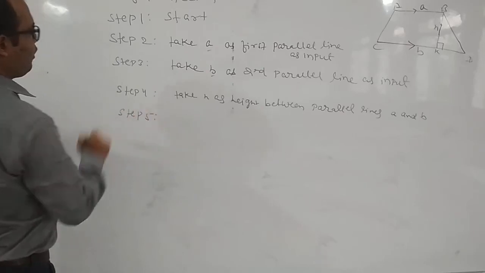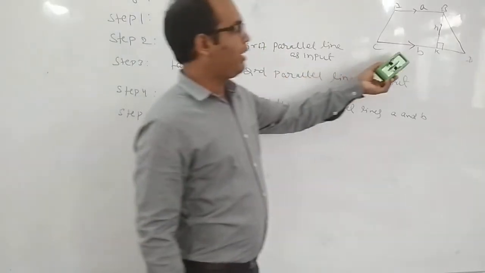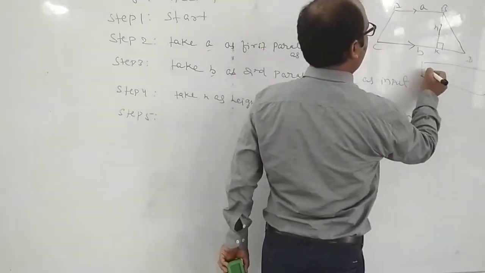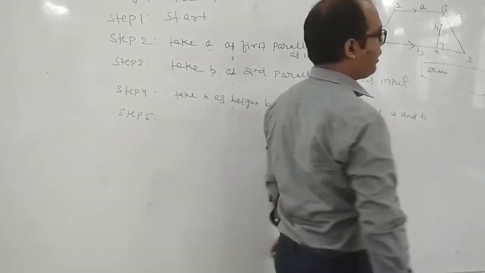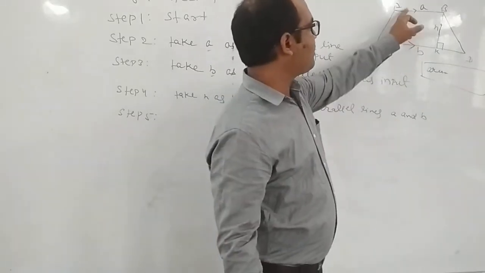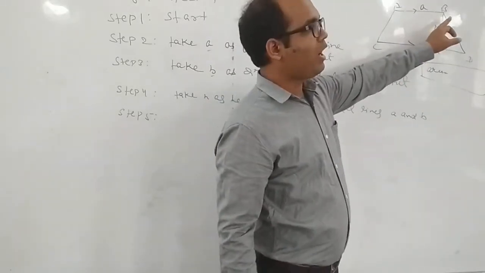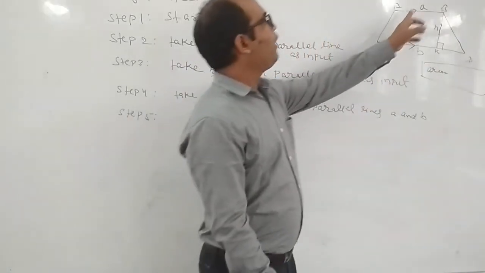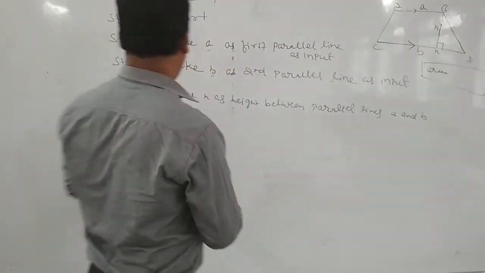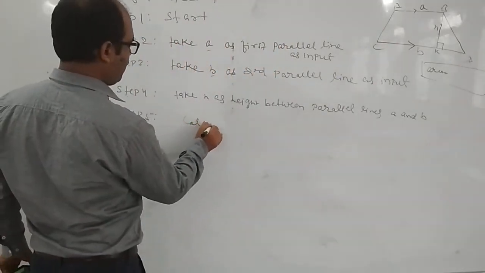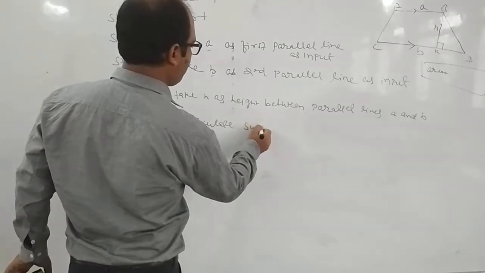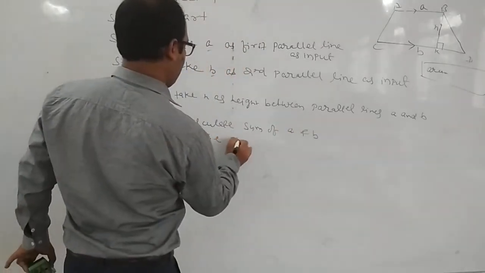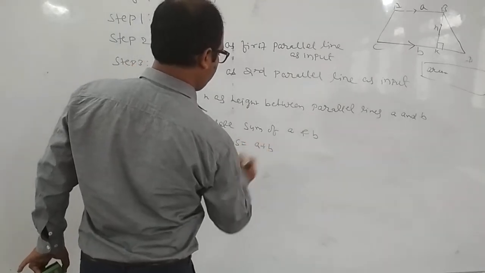Next, step 5. Now we have to calculate the area. So how will you calculate the area? The formula for calculating the area is: area equals the sum of the parallel lines into height divided by 2. It is the area of a trapezium. So that means we need to calculate the sum of this. So calculate the sum of A and B, that is S is equal to A plus B.